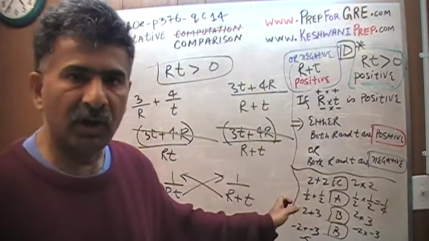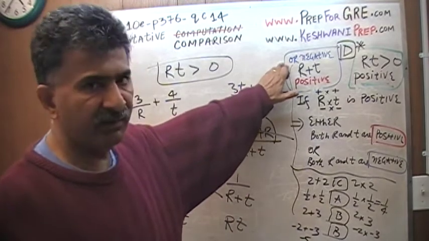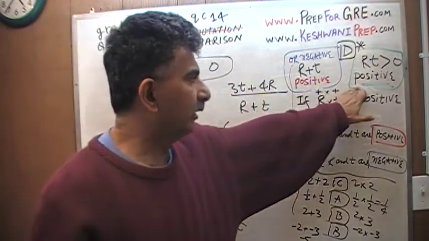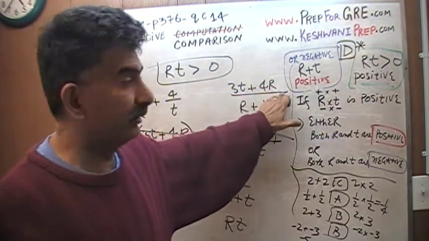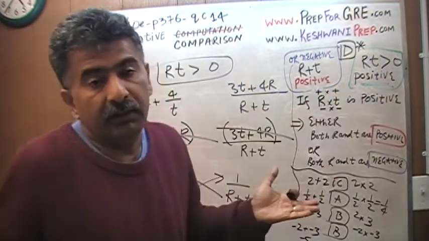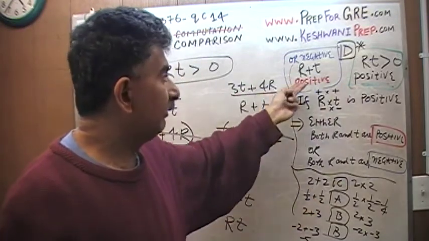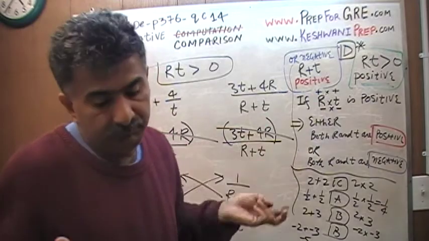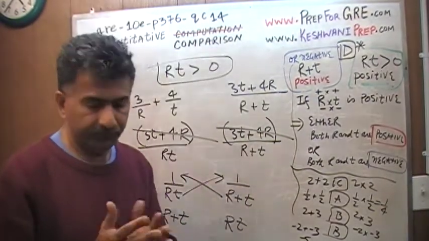But I made it far more complicated than it needed to be. All you have to understand is that this quantity is either positive or negative, and this quantity is always positive. Therefore, we cannot tell. If this happens to be negative, the answer could be B. If this happens to be positive, the answer could be A or could be C. That's all. I hope I didn't make it too complicated for you.